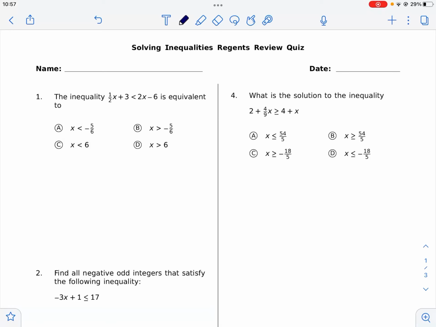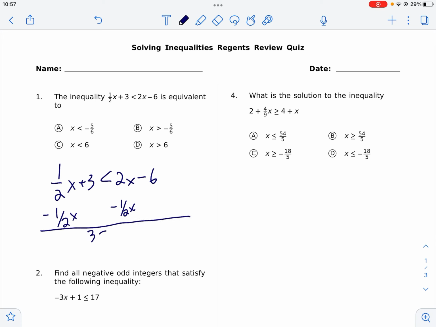This is a review of solving inequalities. As a first refresher, solving inequalities is the same thing as solving equations, except if we multiply or divide by a negative, we have to change the sign of the inequality.